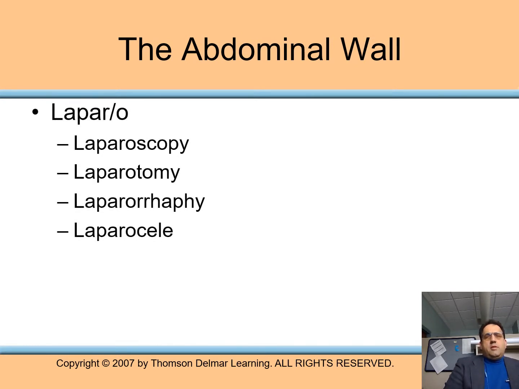Abdominal wall, remember the word for the abdominal wall is laparo. Laparoscopy would be looking inside the abdominal wall. Laparotomy would be an incision into the abdominal wall. Laparorrhaphy would be suturing the abdominal wall, and a laparocele would be a herniation of the abdominal wall. And of course, surgery that's done through the abdominal wall is referred to as laparoscopic surgery.